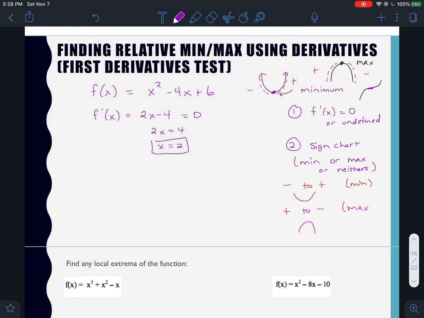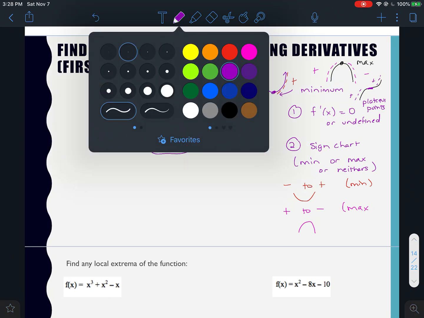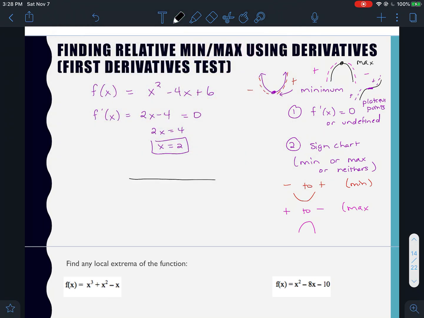What if the derivatives don't change signs? So it looks like this. Here, notice we have a slope of a tangent line equals 0, and before that the slopes are positive, and then after that the slopes are positive. We call that a plateau point. So it plateaus for a little bit, but then it keeps going. So that would be the neither.